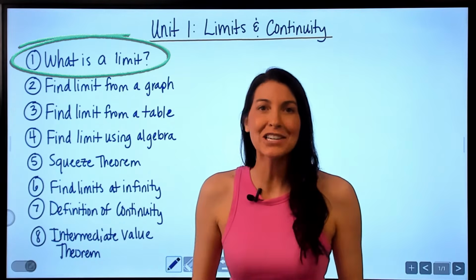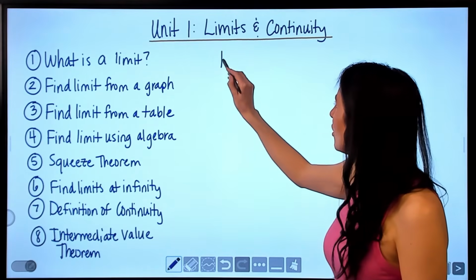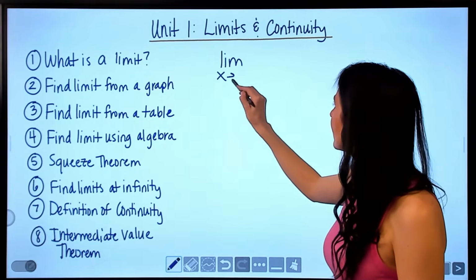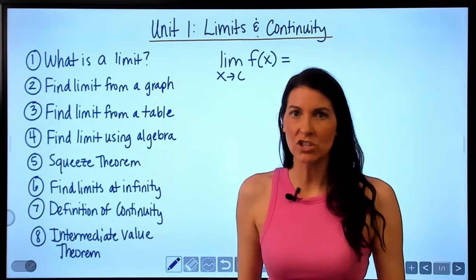So the first one you need to know for Unit 1, Limits and Continuity, is you need to know what actually is a limit. Let's first talk about limit notation. So the way you write a limit is you would say the limit as x approaches c of f of x. So let's talk about what this notation means.